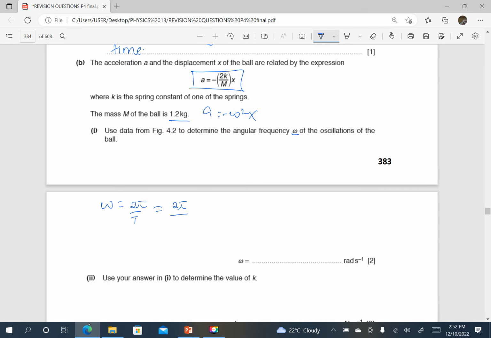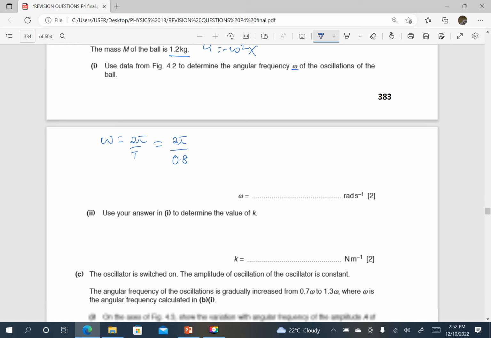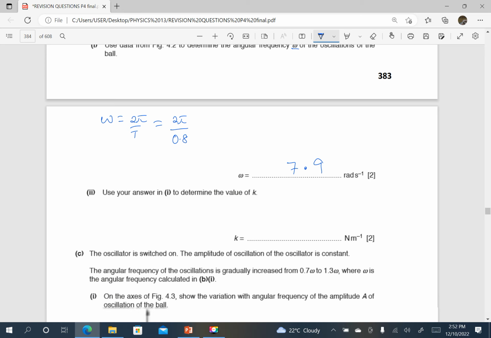So this will be divided by 0.8. Press the calculator. So from my calculator, this is 7.9.